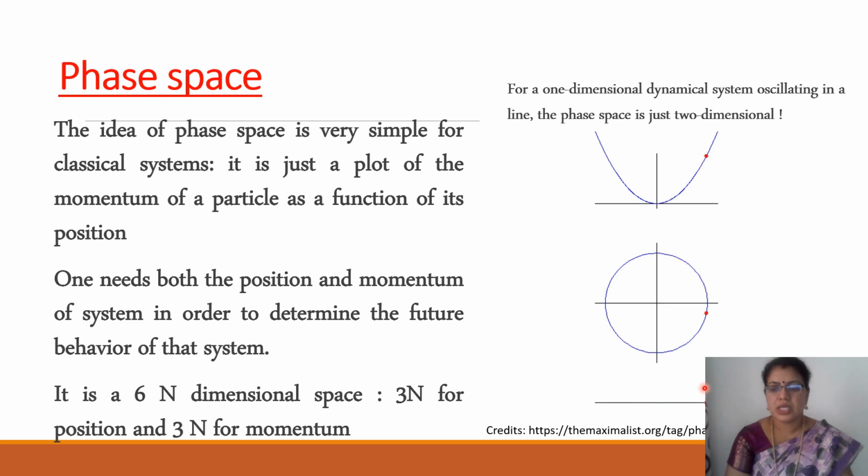the velocity would reach the minimum value, and it goes on with positive or negative values depending on either side of the mean position. So this is the trajectory, or the phase space, of a one-dimensional oscillating system. This is the oscillating system curve, the potential energy curve.